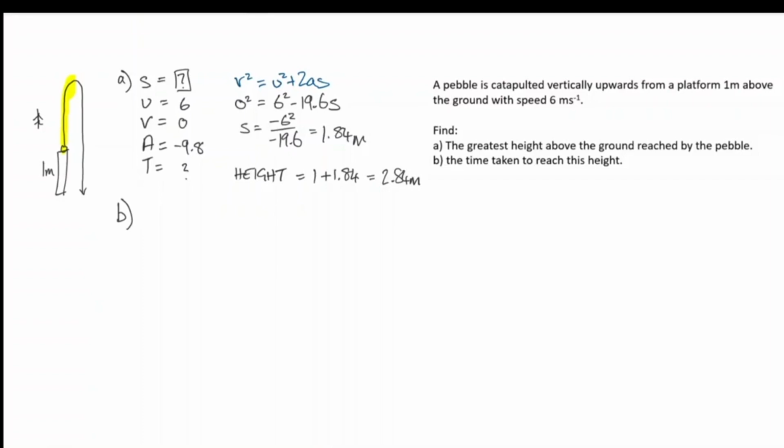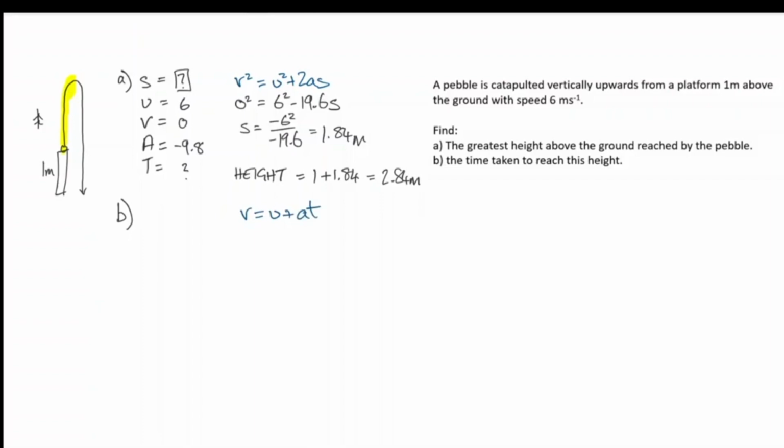In part B, we're asked to find the time taken to reach this height. So we're still talking about the same journey from projection to its greatest height, so I can make use of all of the same SUVAT variables. But this time around, we're looking for t, we're looking for time.